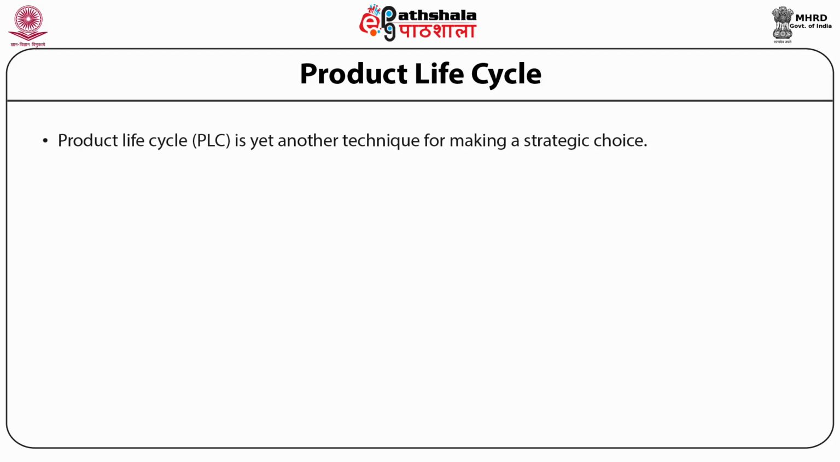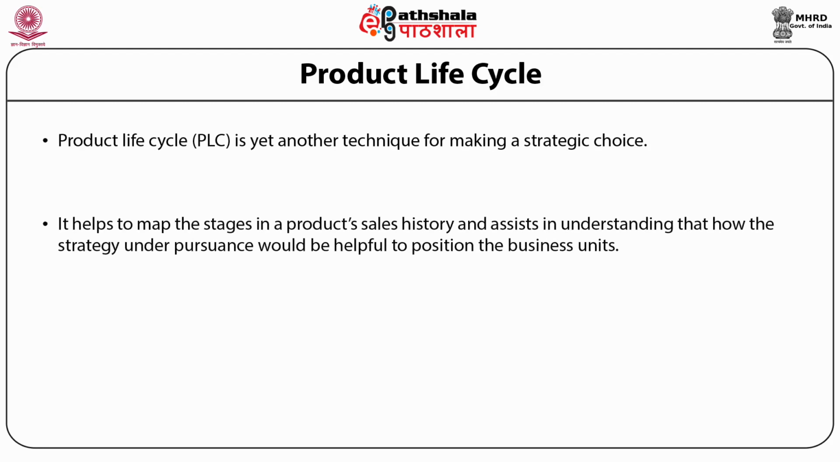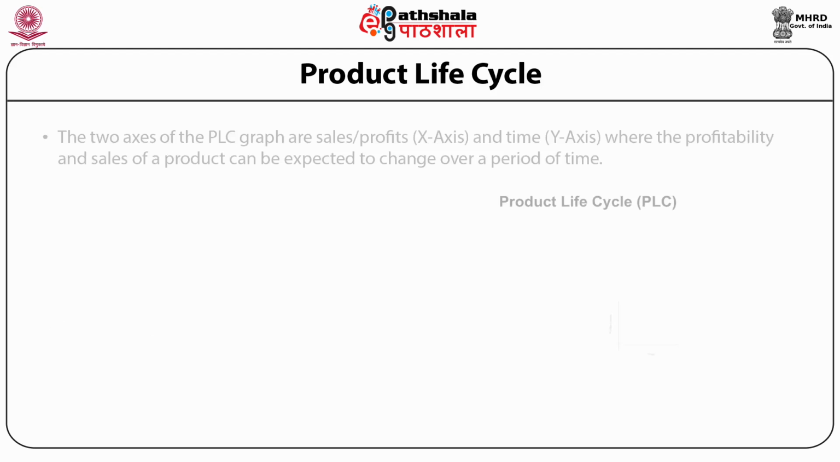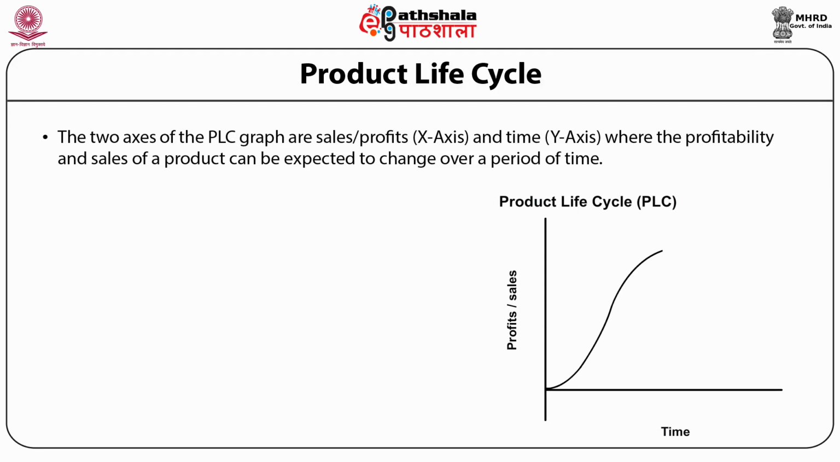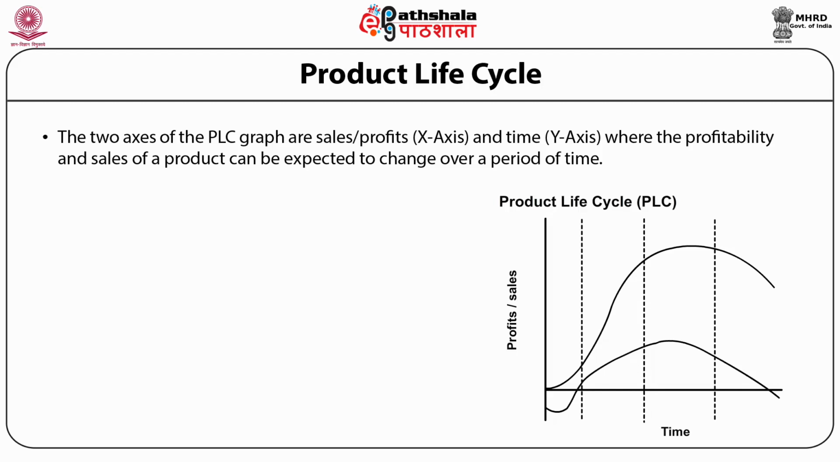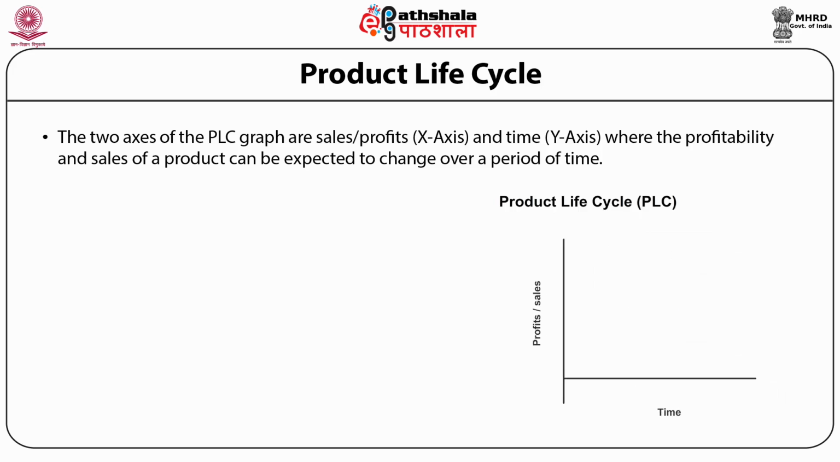Product life cycle. Product life cycle is yet another technique for making a strategic choice. It helps to map the stages in a product's sales history and assists in understanding how the strategy under pursuance would be helpful to position the business units. Exhibit 3 demonstrates a classical PLC pattern. The 2 axes of PLC graphs are sales/profits and time, where the profitability and the sale of a product can be expected to change over a period of time.